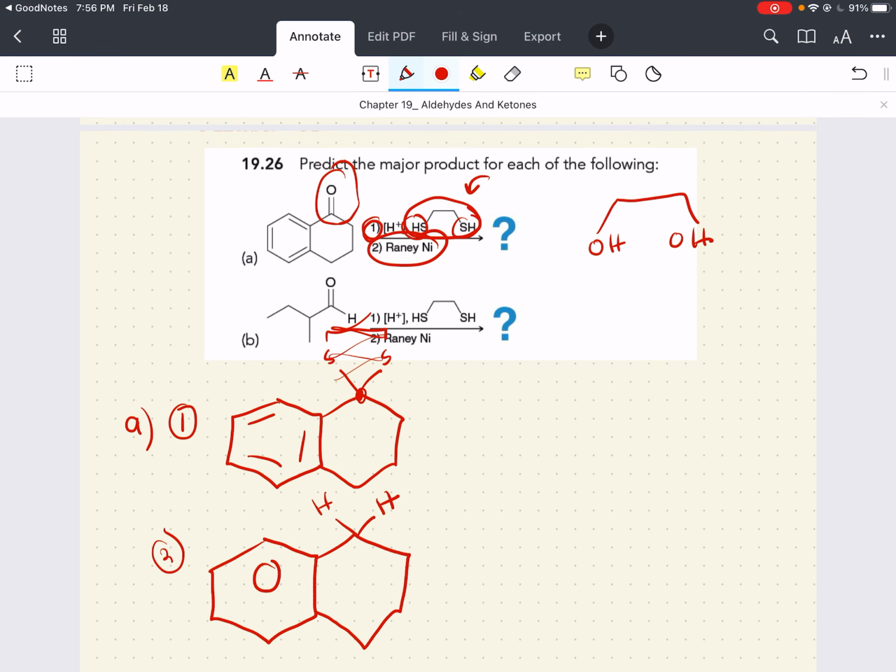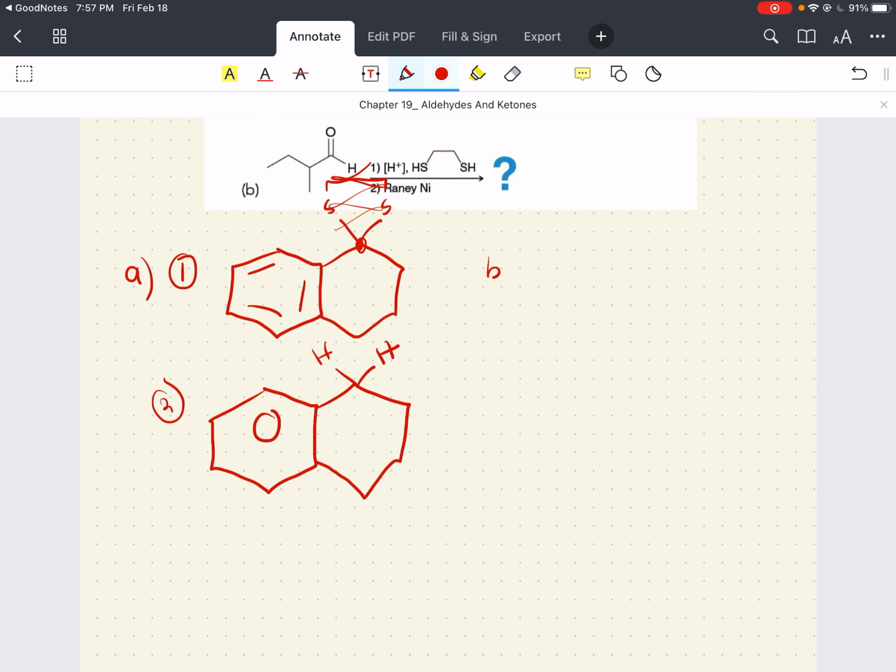So once again, our first step, we treat it with a thiol. So our ketone gets converted into a thioacetal. This is analogous to what we just saw with our oxygen nucleophiles, except now we're dealing with sulfur. Now there was one more step here, and that was treating it with Raney nickel. Raney nickel is going to reduce our thioacetal, and what we have there instead are just hydrogens. Okay, let's do one more.